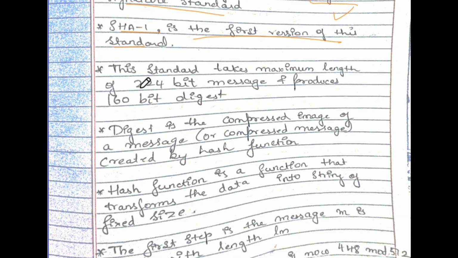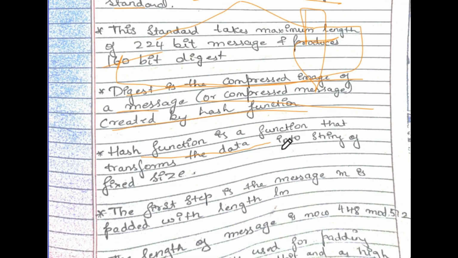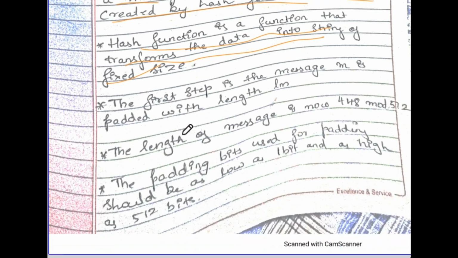This standard takes a minimum message length of 224 bits. This is a system that produces a digital signature. The input must be about 224 bits, and the output will be a 160-bit digest. A digest is a compressed image of a message, a compressed message created by a hash function. A hash function is a function that transforms data into a string of fixed size. The hash function converts any data into a string.